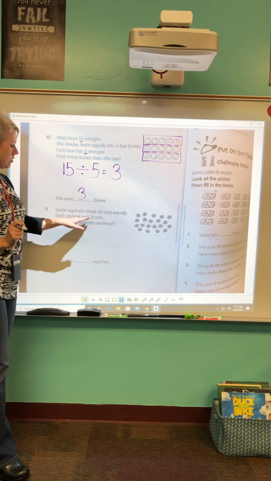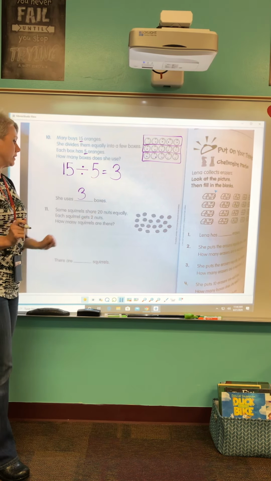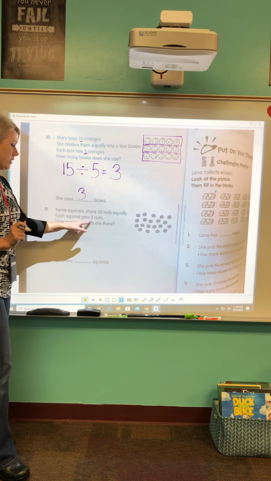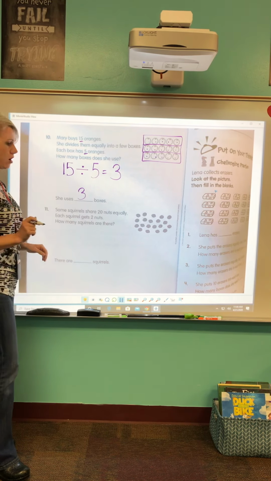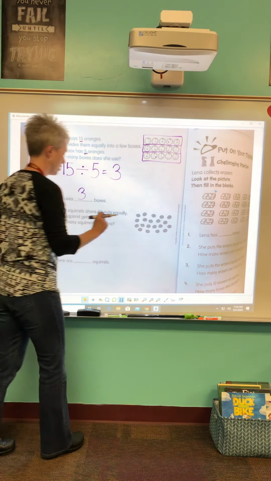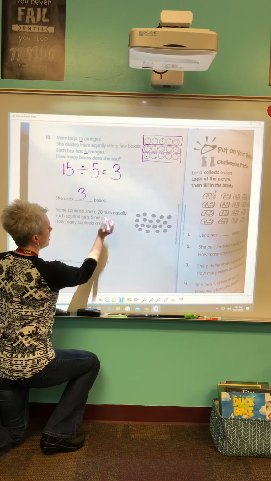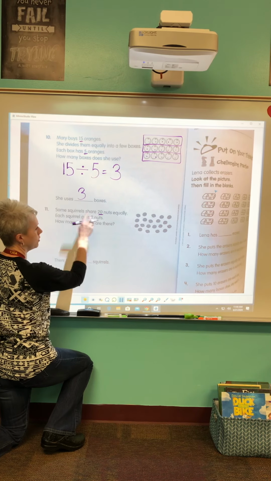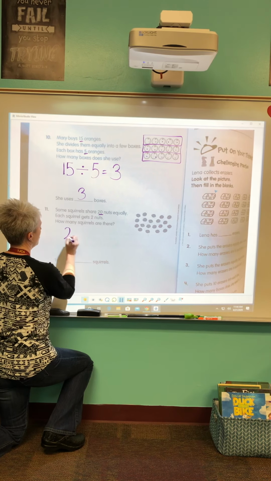Some squirrels share 20 nuts equally. Each squirrel gets 2 nuts. How many squirrels are there? Okay, this is our last one, so I'm going to let you do it by yourself, but I'm going to get you started. 20 is our whole number. Some squirrels share 20 nuts. That's our whole number.